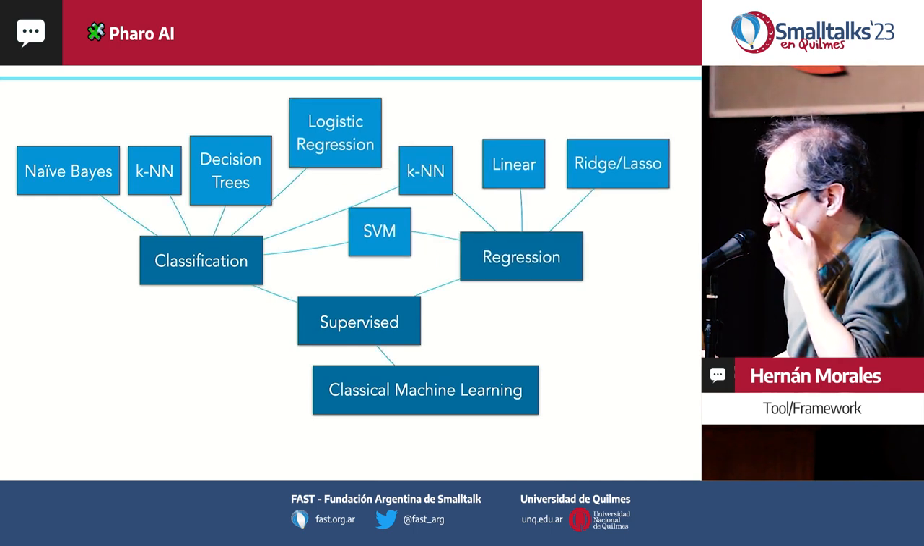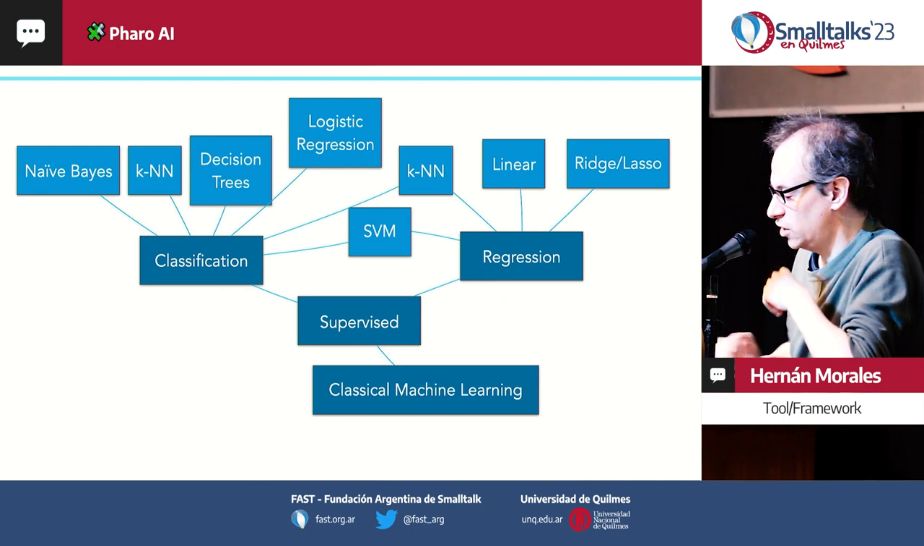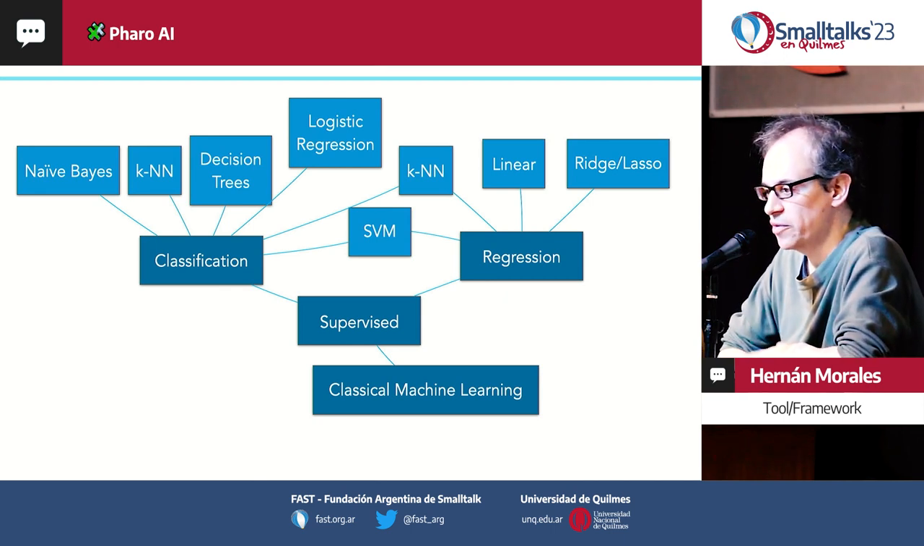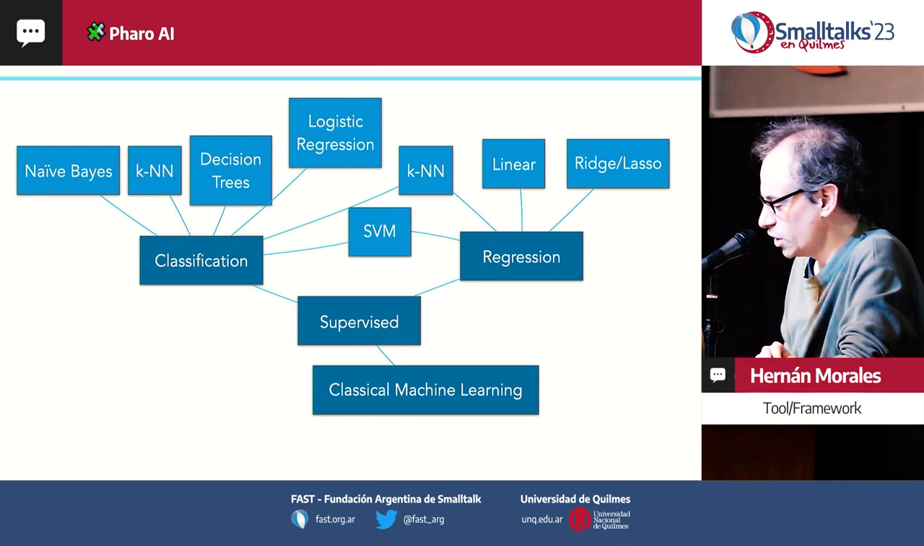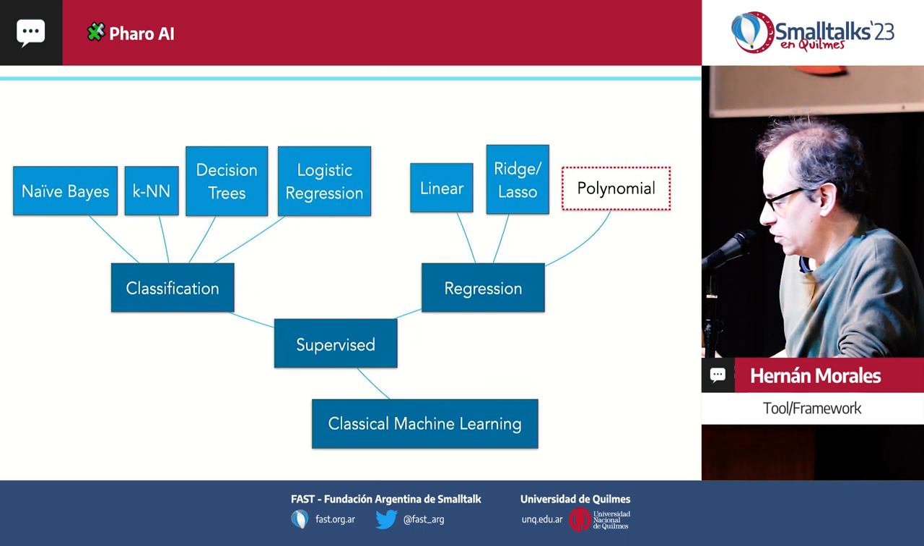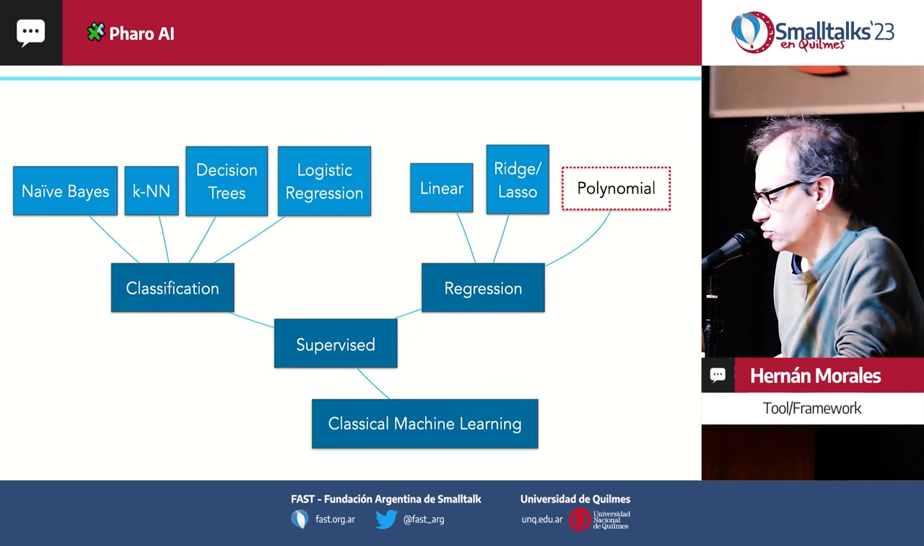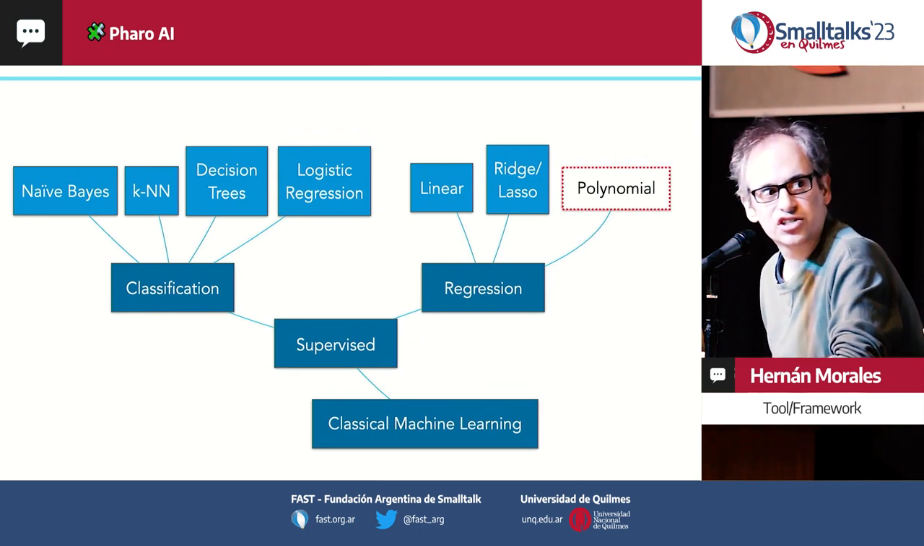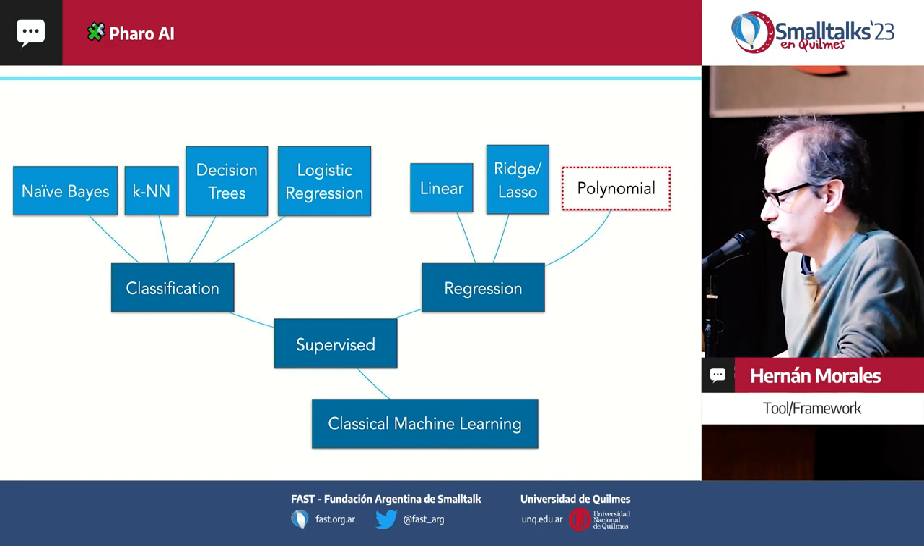We also have K-nearest neighbor to predict the class or label of a new data point, for example. This also requires labels, of course. And we have yet to implement polynomial regression, for example. There is still some work to do in this area.